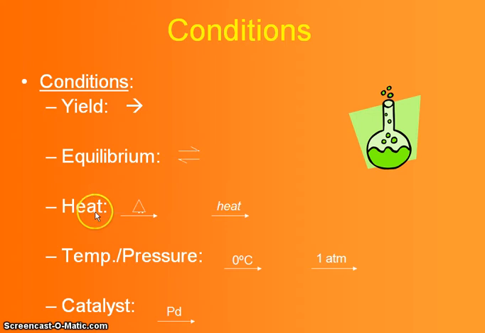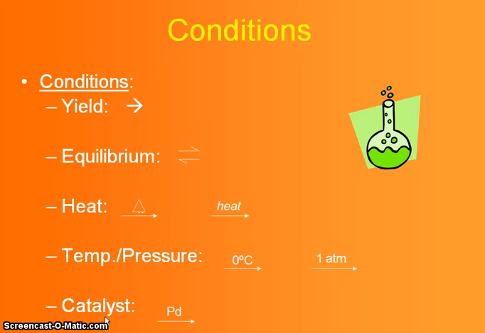Some reactions will only occur with heat. We would represent that by putting either this little triangle symbol above the arrow, or you could simply write out heat. Some are so specific that you need to actually put the particular temperature. So you would specify the temperature that you would conduct that experiment at, or maybe also the pressure as well. So here, this equation would need to happen at 1 atm of pressure.